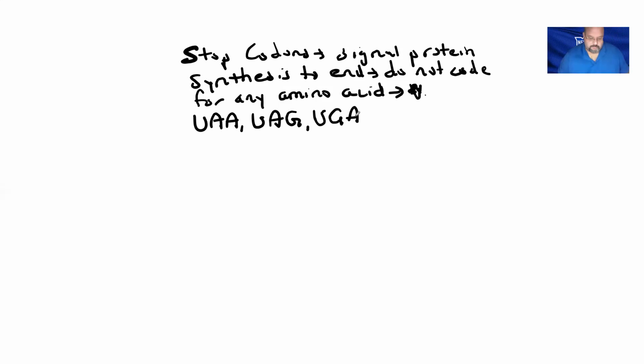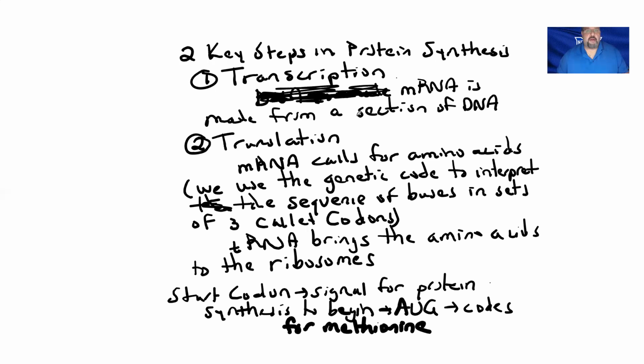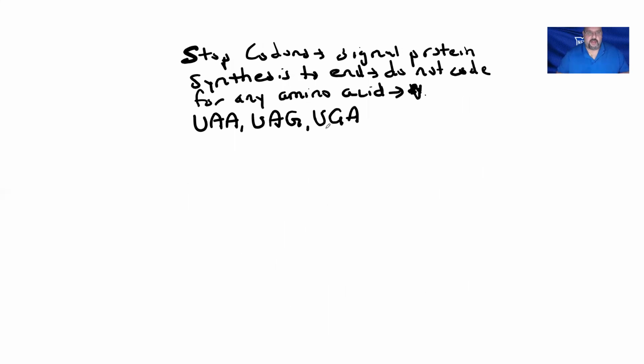All right. So you have transcription, where you have the messenger RNA being made from a section of DNA. And then essentially you have translation, where the messenger RNA will call for the amino acid to be brought to the ribosomes, and the transfer RNA will bring the amino acids to the ribosomes to make the protein. Again, we're going to keep it very generalized. We're not going to get into all the specifics in terms of initiation, chain elongation, things of that matter. We're going to just keep it to a very broad level. So let's take a look at an example.